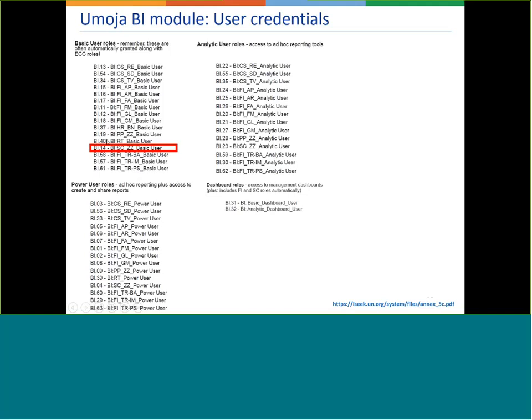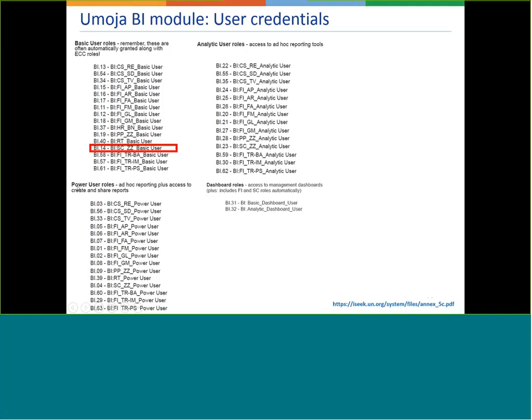Here I underline, I put in a box the BA14, which is the role that gives us access to the reports that we will see next week. But this is as a basic user. The same will happen with analytical user roles. So if I want to be an analytical user, I will have to request these type of codes, roles in Umoja, but for different folders, for different types of data, real estate, service delivery, travel, etc. So if you want to be an analytical user for all the different folders in Umoja BI, you will have to request all these roles, 22, 55, 35, 24, 25, and so on.